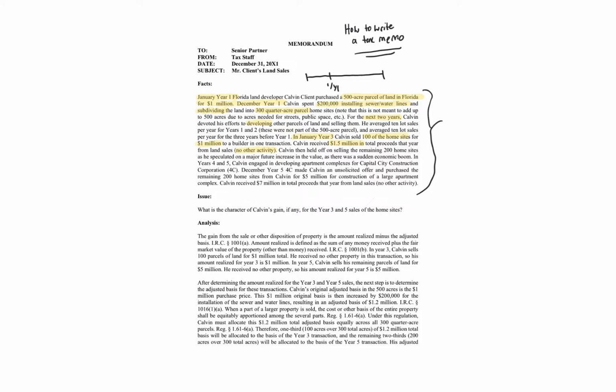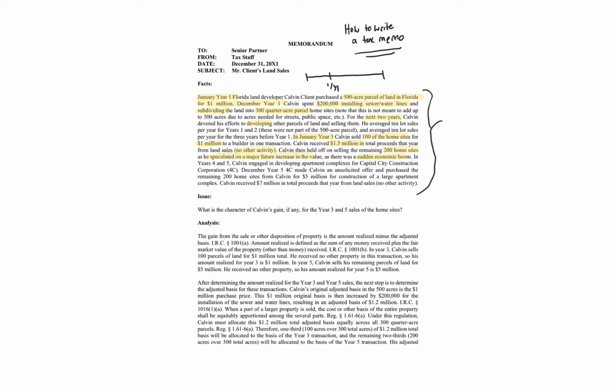Calvin then held off selling the remaining 200, so there's 200 left, right? We have 300 quarter acre parcels, 100 of them are sold in January year 3, so there's 200 left. He holds off selling the remaining 200 because he's speculating that a major future increase in value as there was a sudden economic boom in the area.